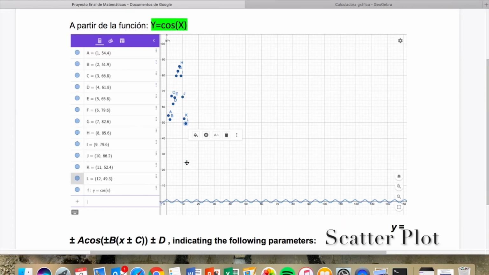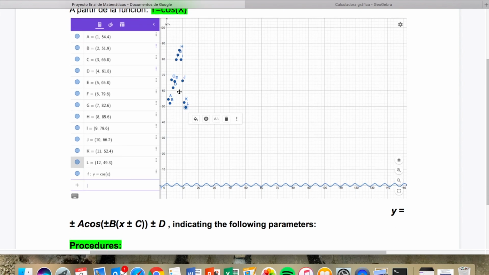Then, with the function y equals cosine of x, the data appears to lie on a cosine curve. But if we graph y equals cosine of x on the same graph as the scatter plot, the result that we obtain is not even close to the data. I'm going to show you how to get the amplitude and the vertical shift.